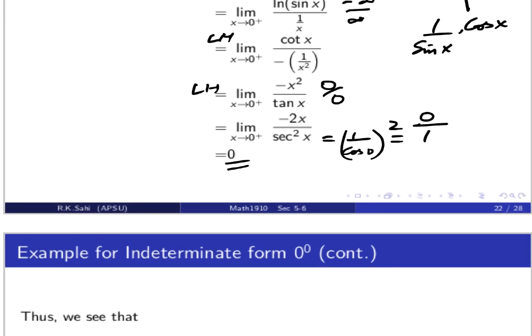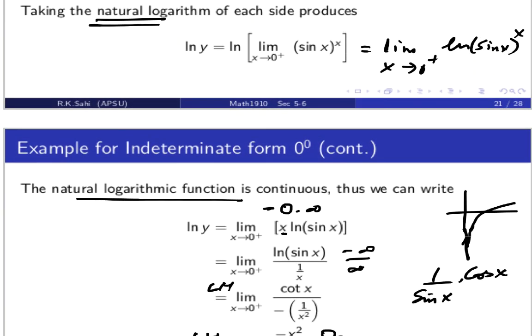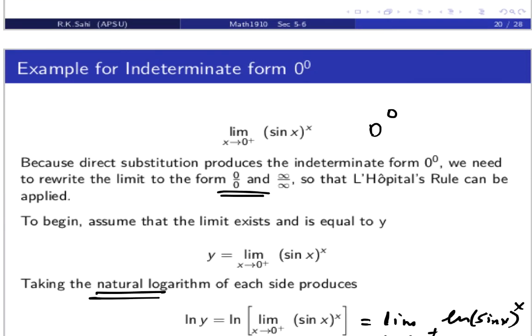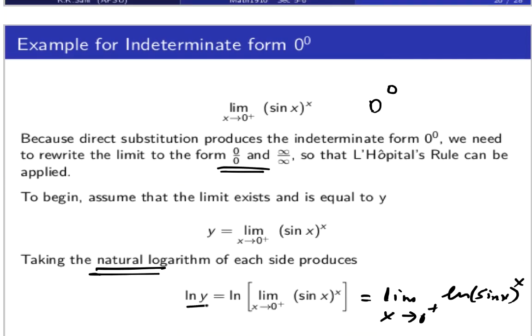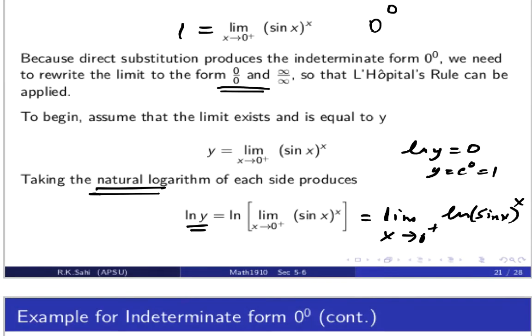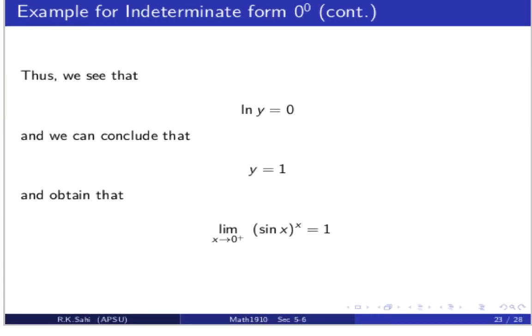Okay, so now notice this was the expression, natural log of y is 0. So we get natural log of y to be 0, or y is e to the power 0, or 1. So this answer, limit as x approaches 0 positive of sine x over x is 1. And that's what is in this slide.